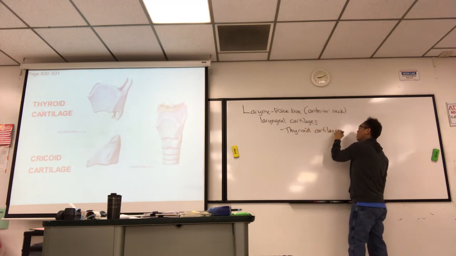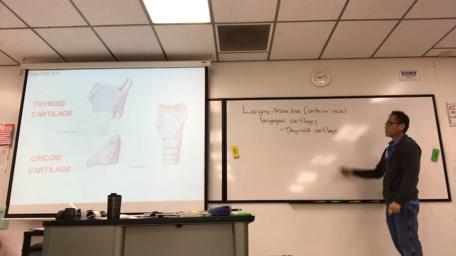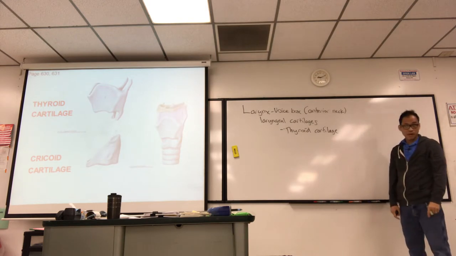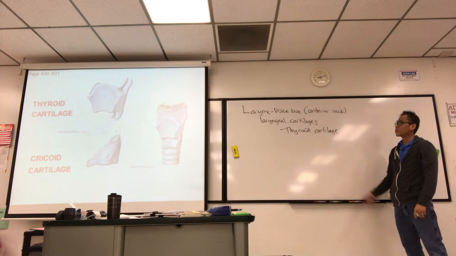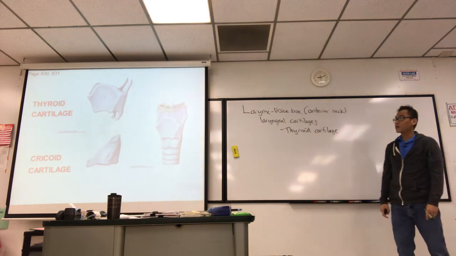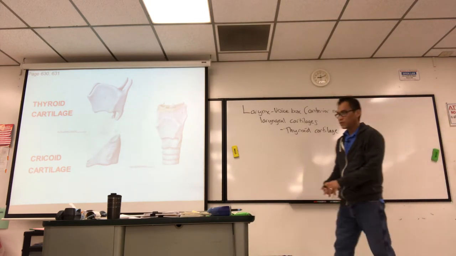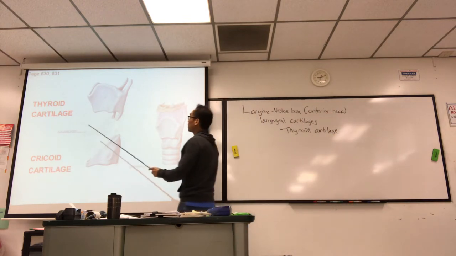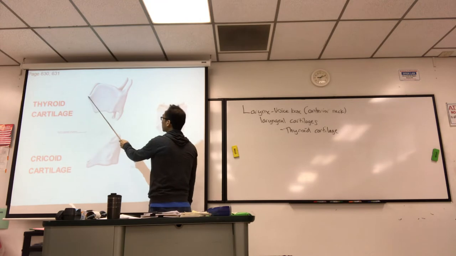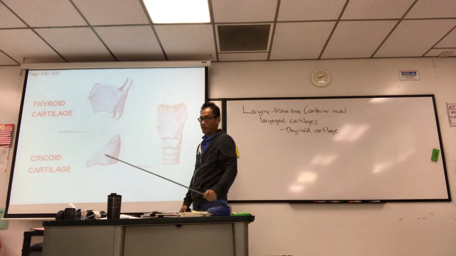When people say voice box, it's this. Thyroid means shield shape, and it helps resonate the sound of your voice, because the sound waves can resonate in that big chamber called the thyroid cartilage. And the tip of it, you can see, is the Adam's apple in males right there. It's the laryngeal prominence, that's the anatomy name.